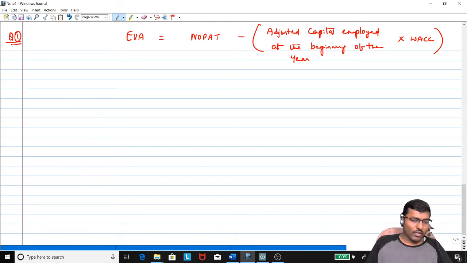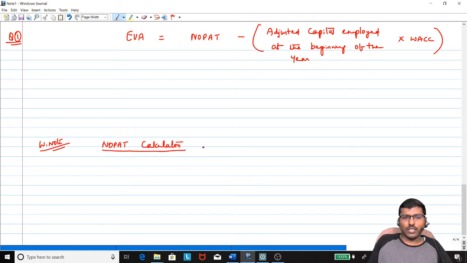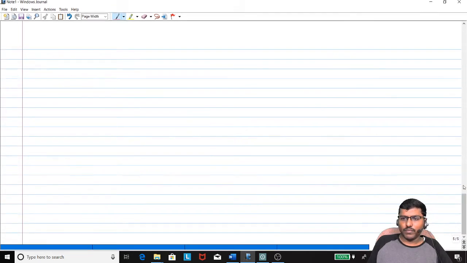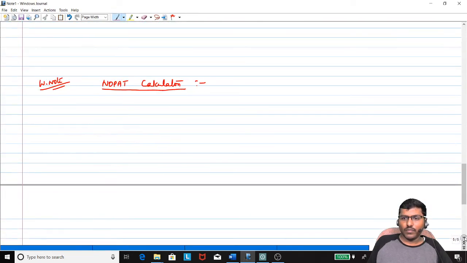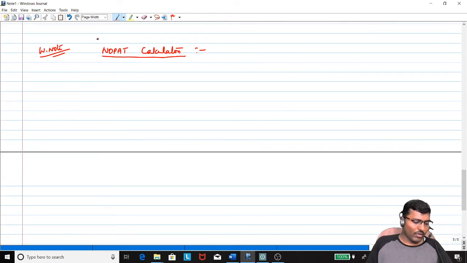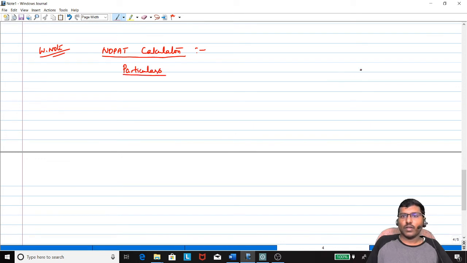Okay, now let's calculate NOPAT first. So working note, NOPAT calculation. Always follow this series. First always calculate NOPAT, then we'll go for capital employed. Ready. Coming on to NOPAT calculation. Now look at your question. I'll go with 2 columns. Particulars, amount. Okay, coming on to particulars.